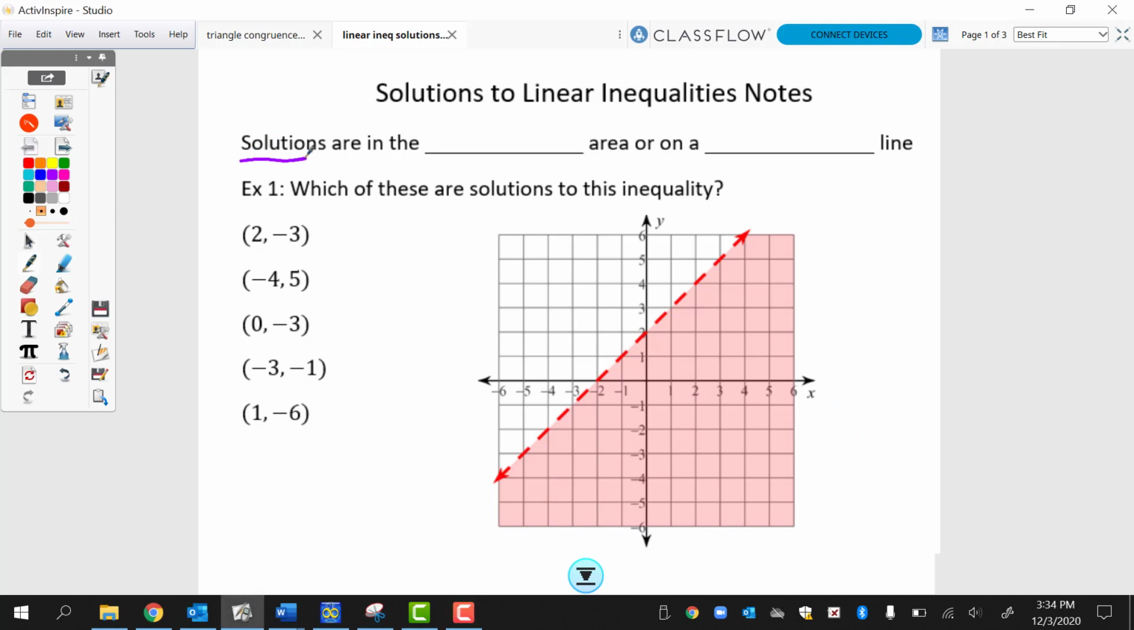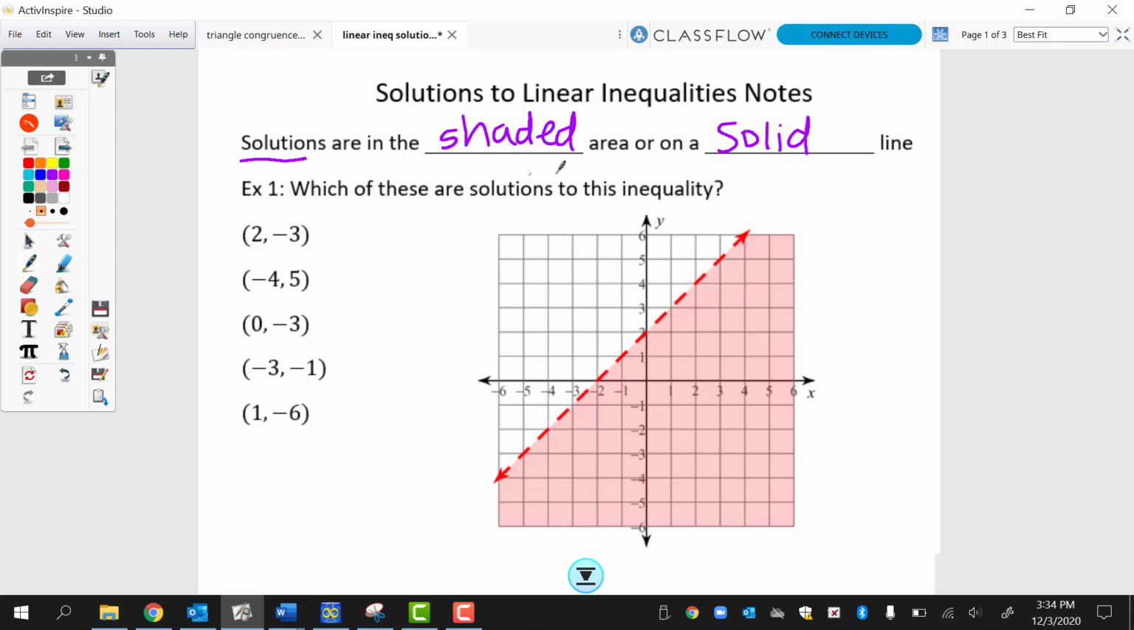So solutions are in the shaded area or on a solid line. If it's a dashed line, that does not count as a solution. Okay, so you're looking for shaded area or solid line only. If it's not on either of those things, then it is not a solution.